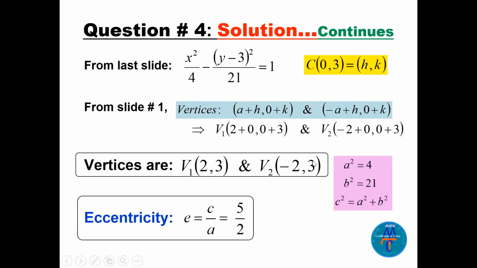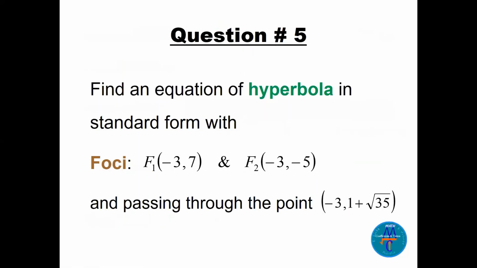You can sketch it if you like. Remember here, a squared is 4, b squared is 21, c squared. What is c squared? You can figure it out so easily. C squared is 25. So c will be plus or minus 5. If we need eccentricity, e equals c over a. C is the 5 here, and a is equal to 2. 5 over 2, 2.5.